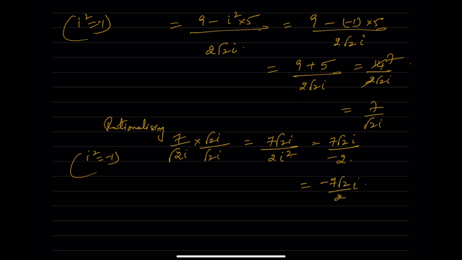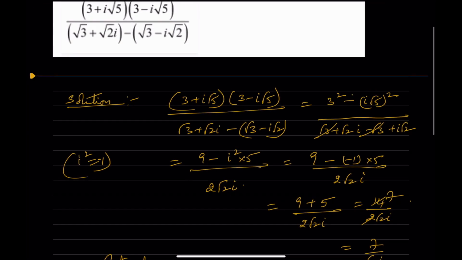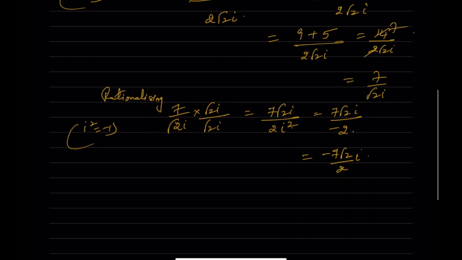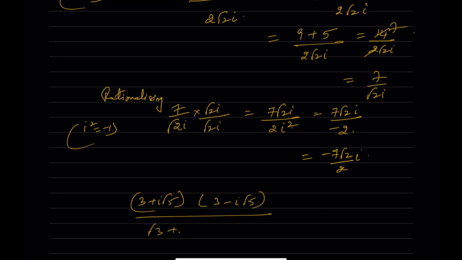This is the answer for the whole problem. In the form of a plus ib, you can write this whole thing, (3 plus i root 5) into (3 minus i root 5) divided by (root 3 plus root 2i minus root 3 minus i root 2), as equal to 0 plus of minus 7 root 2 by 2i. This is the form of a plus ib.